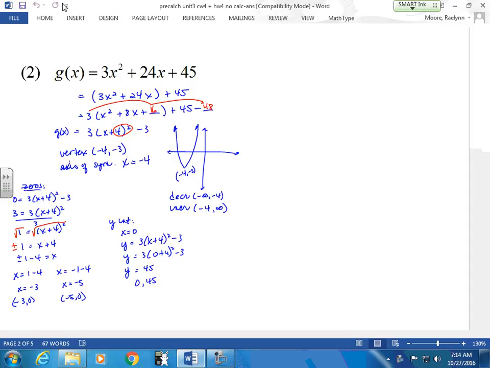And don't divide out, because it's set to y. It's not set to 0. The only reason you can divide out is when you find your roots. Because with your roots, it doesn't matter where your y-intercept is, you're just looking at your x-intercept. So the only time you can divide this by a 3 is when this is 0. Right now it's not. It's a y.